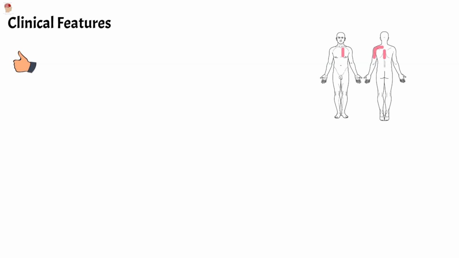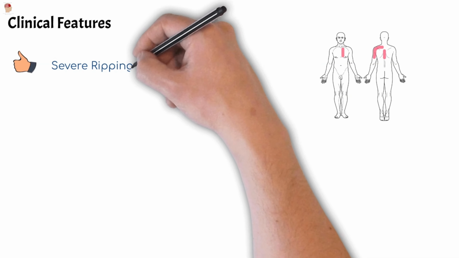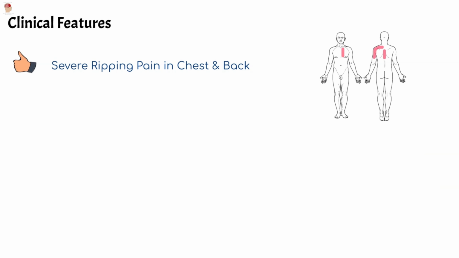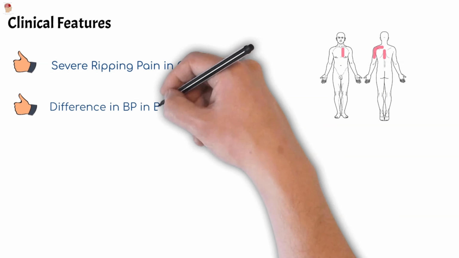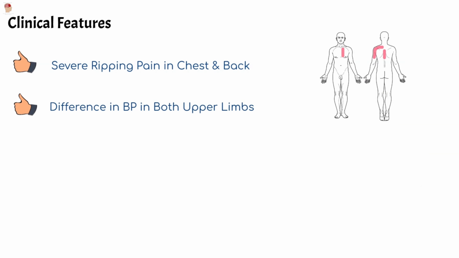Now, what are the clinical features of this disease? Friends, as you already know, in aortic dissection there is a tear in the tunica intima. Because of the tear in the tunica intima, there is a severe ripping pain in the chest, which may also radiate towards the back. Another finding of aortic dissection is that these patients will have a difference in the blood pressure in both the upper limbs, which can be more than 20 millimeters of mercury. The reason is the presence of the false lumen, which will impede the flow of blood into the right brachiocephalic artery, leading to a decrease in the blood pressure in the right upper limb.